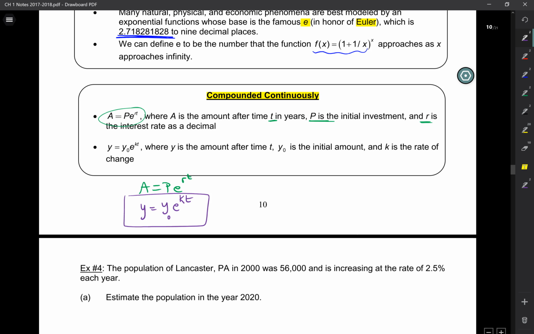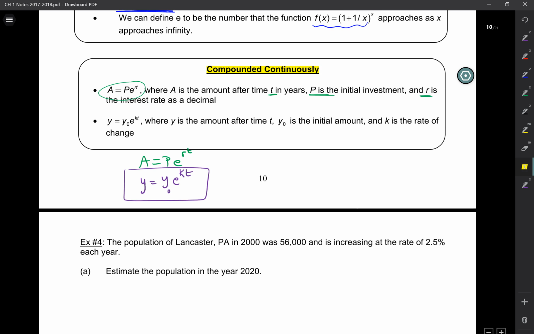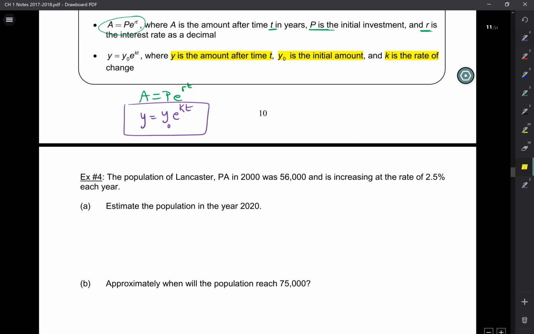Now, that Y with the subscript 0, we call it Y naught. And it means initial. So, Y is the amount after time t. Y naught is the initial amount. K is the rate of change. So, same situation.